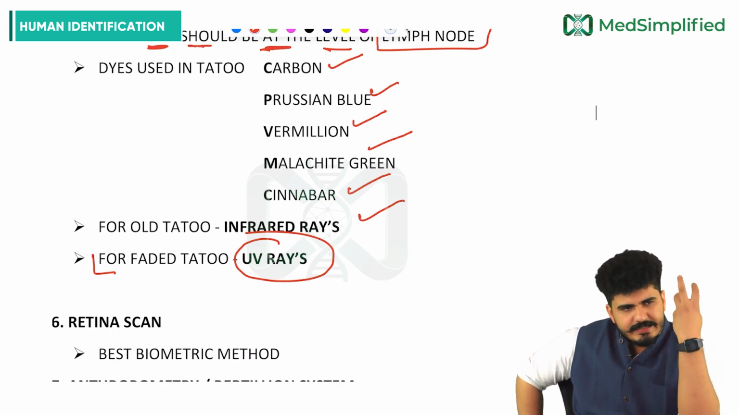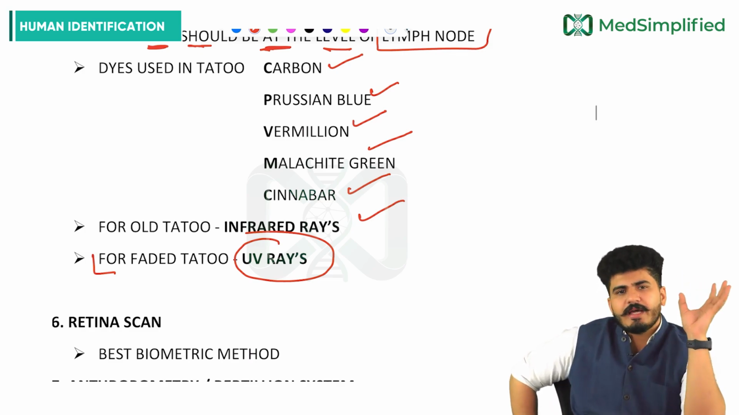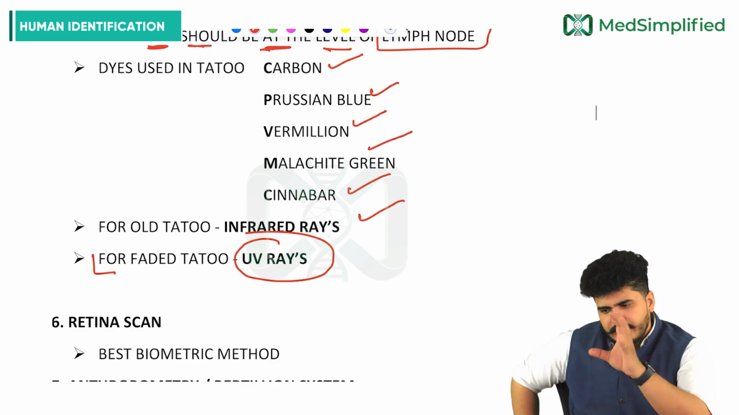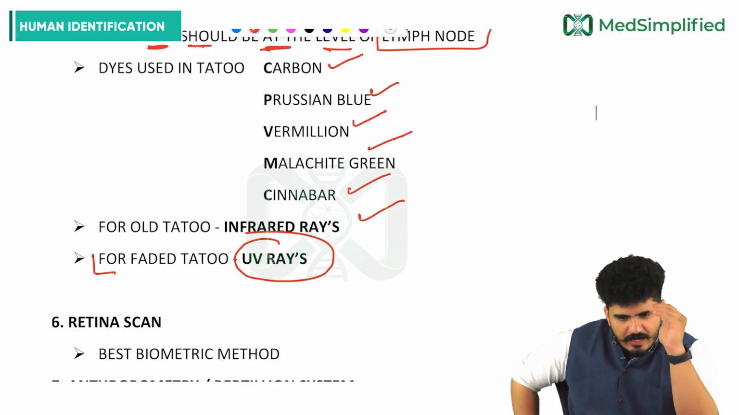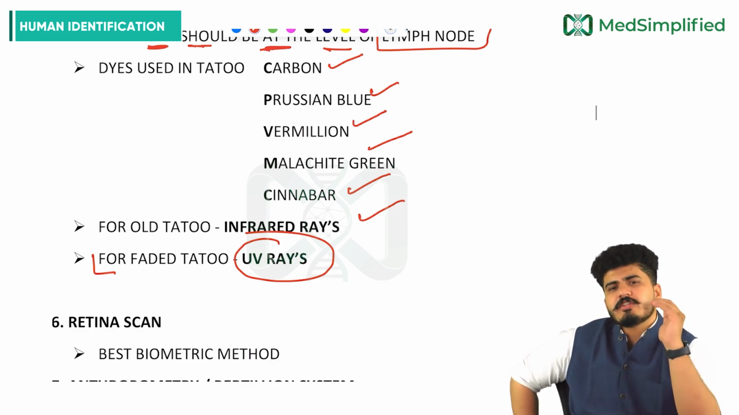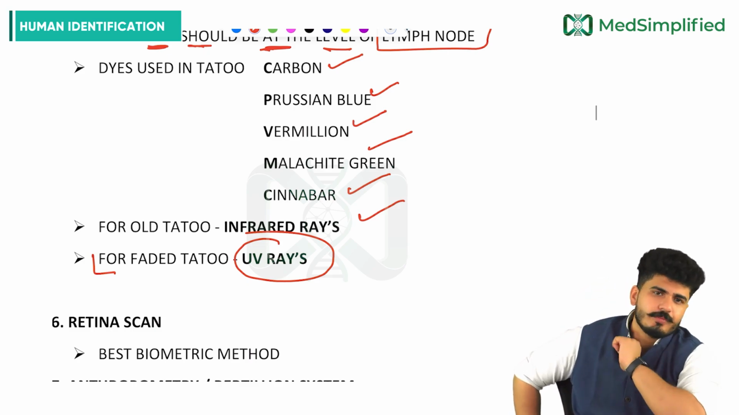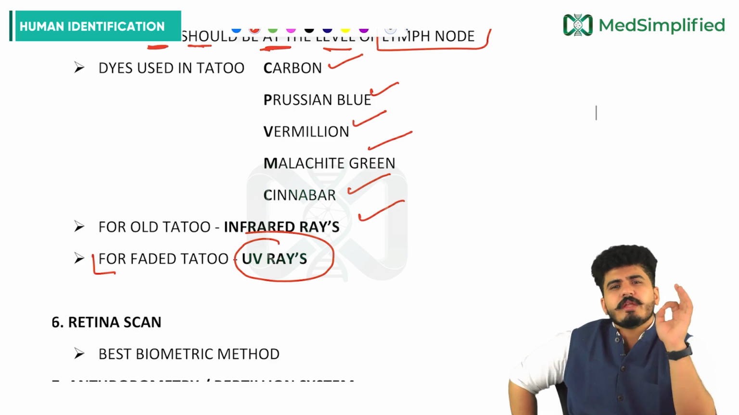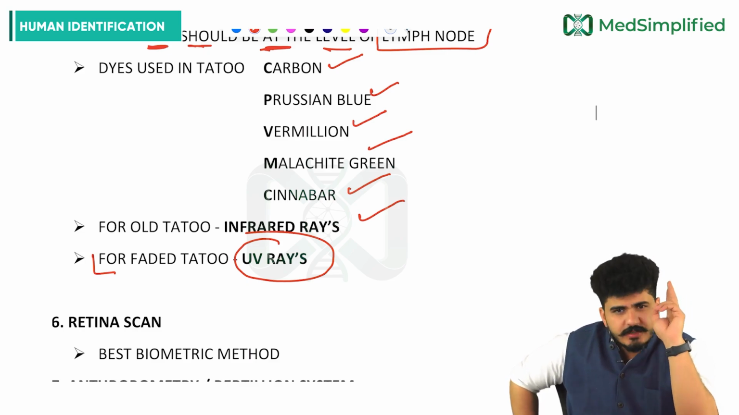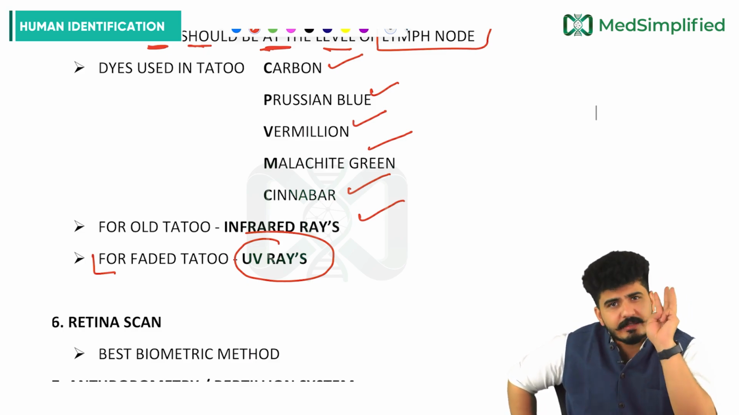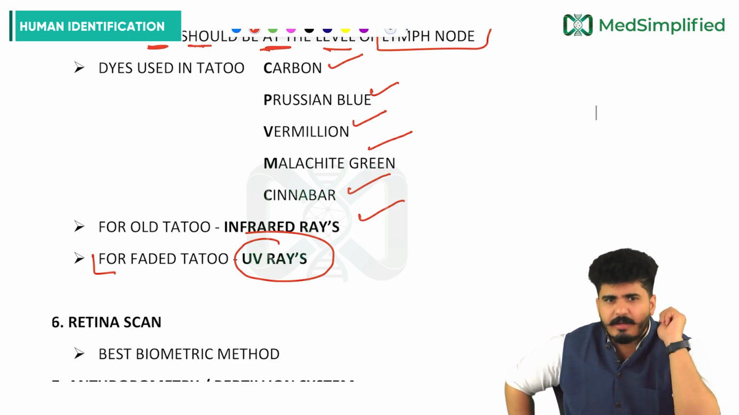If the person is dying, where to check the tattoo dye? Tattoo dye we have to check in the lymph nodes. So, after the death, the dissection should be done till the level of lymph nodes also. The dye which is used in the tattoo would be carbon, Persian blue, vermilion, malachite green and cinnabar.